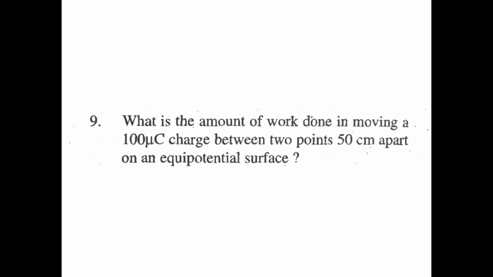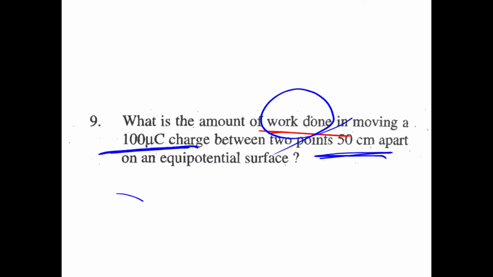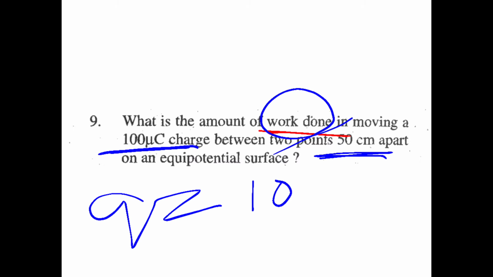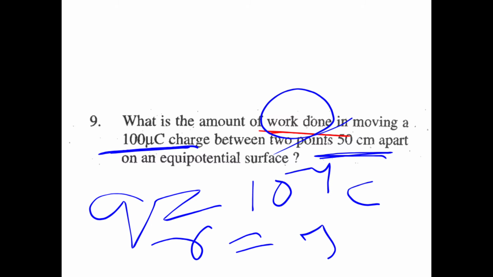Next, what is the amount of work done in moving a 100 microcoulomb charge between two points 50 centimeter apart? We have to determine the work done. This is a new question. That means your charge Q is equal to 10 to the power minus 4 coulomb and R is equal to 0.5 meter. We have to determine the work done on an equipotential surface.